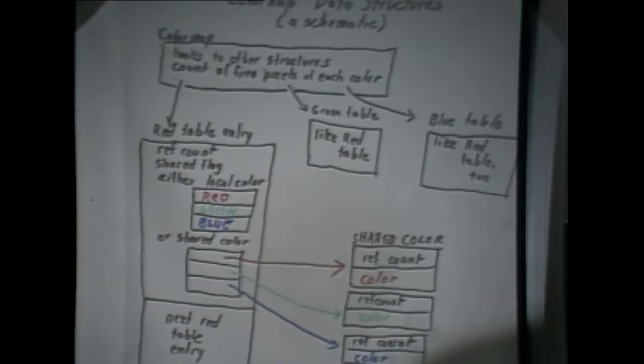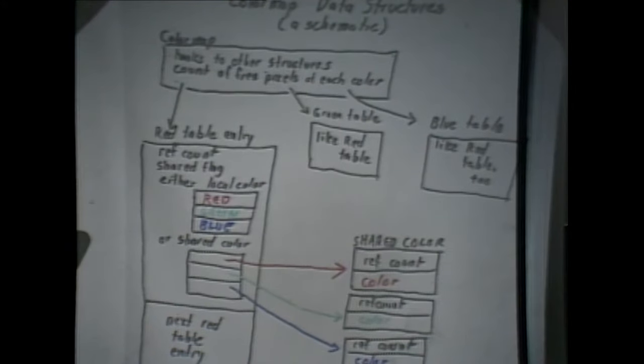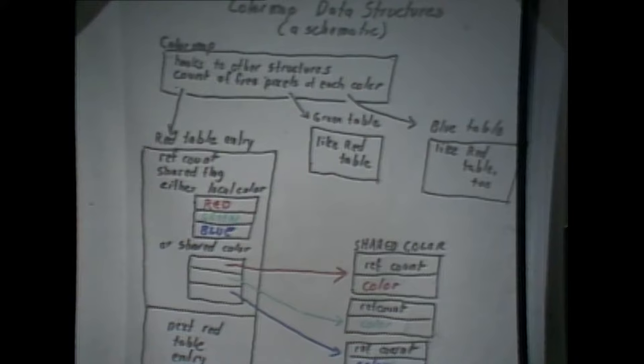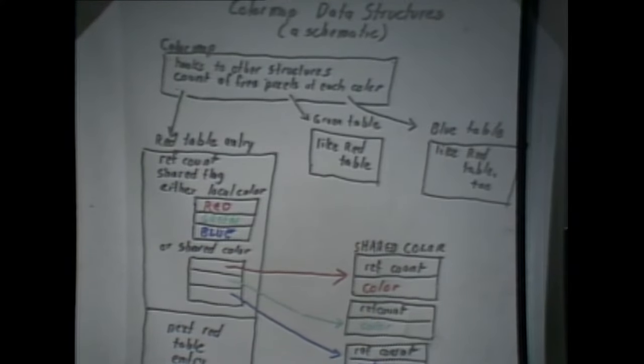If the client is going to be doing things like alloc color planes and alloc color cells, which is a little trickier, this ref count gets set to minus one, which basically makes it private to that client. No one else can get that pixel. The entries can be freed when the client's done with them.